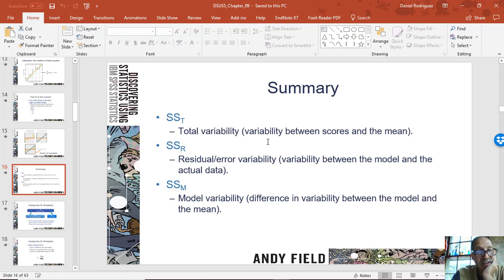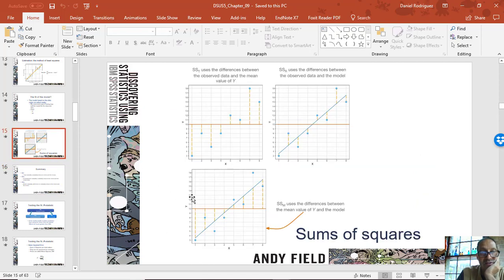We can break that down into a part of it that's accounted for by the model, and our model variability is actually the difference between the model and the mean. So let me go here. It's right here. This is the difference between the model, right? This is the model predicted value of y, and this is the mean value of y.